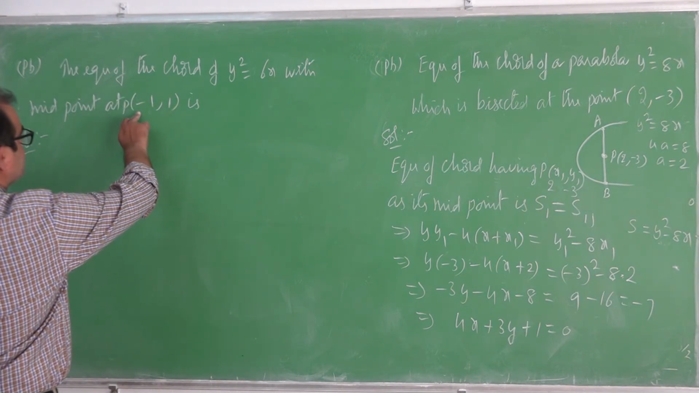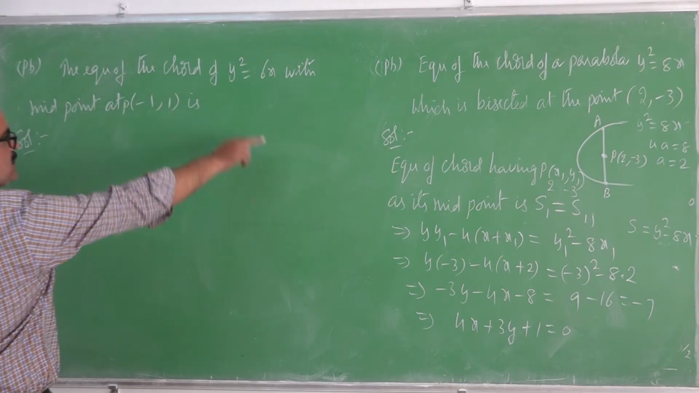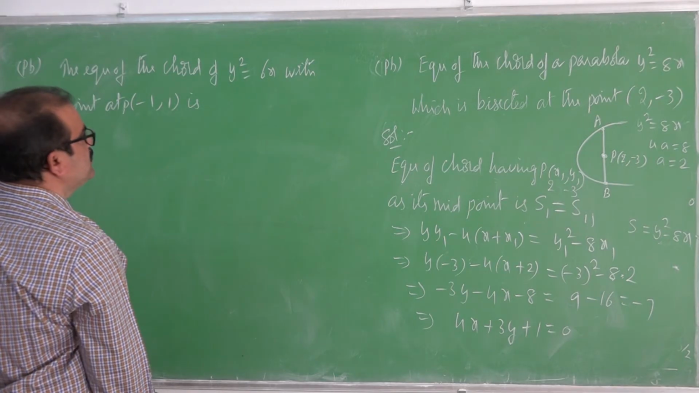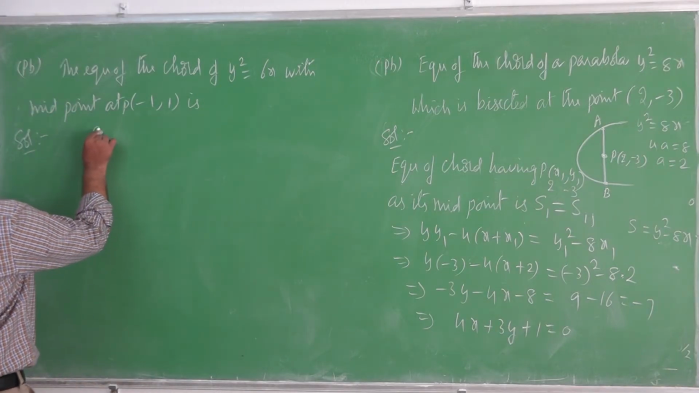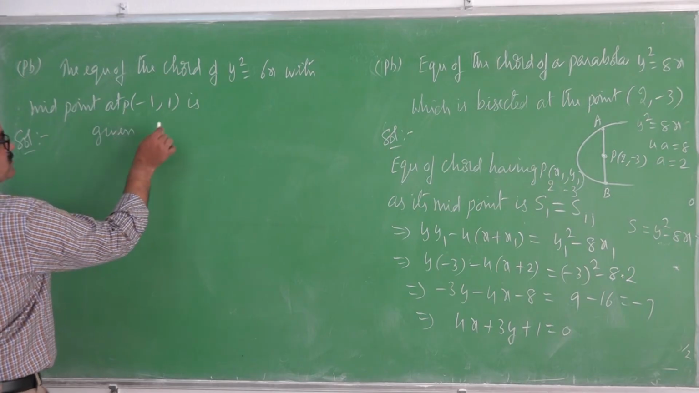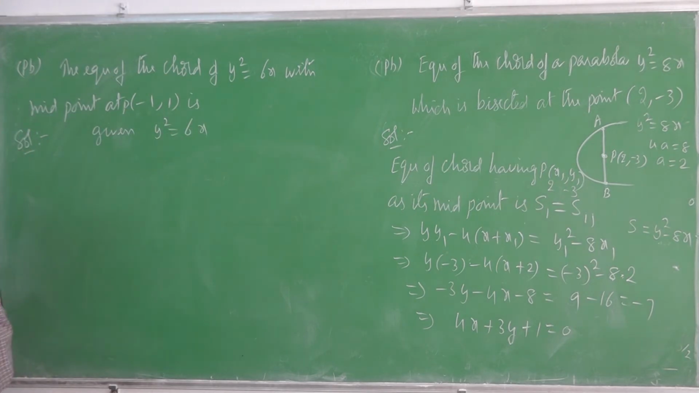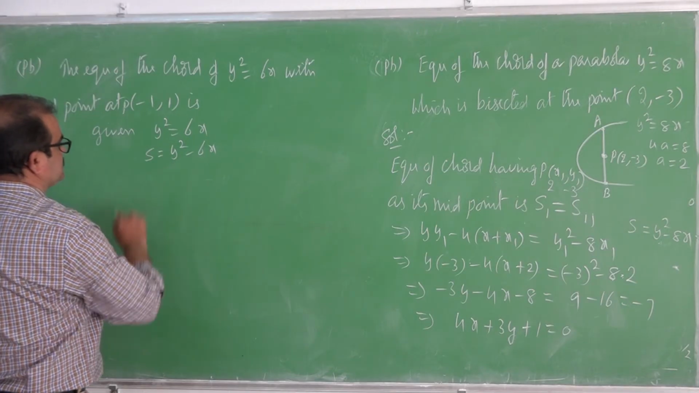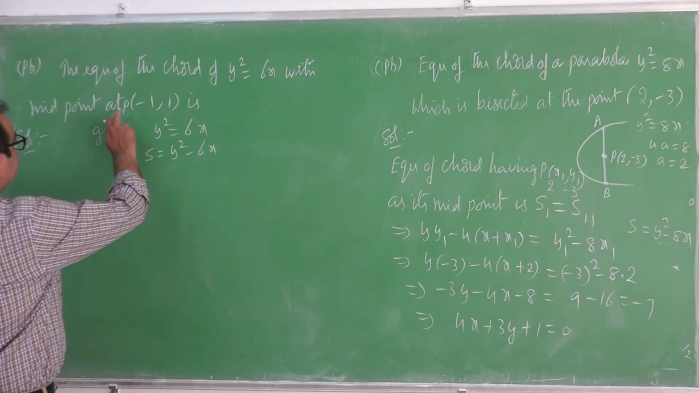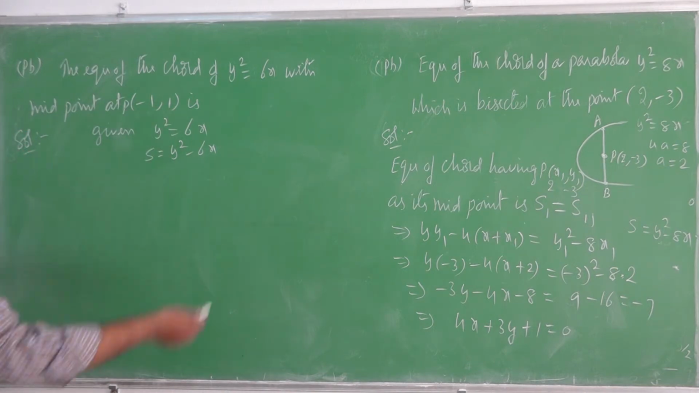If P(-1, 1) is the midpoint of the chord, find the equation of that chord of the parabola y square is equal to 6x. What is the given parabola? Y square is equal to 6x. Write it as y square minus 6x, let it be S. What is the equation of the chord having P(x1, y1) as midpoint? Apply that same formula.